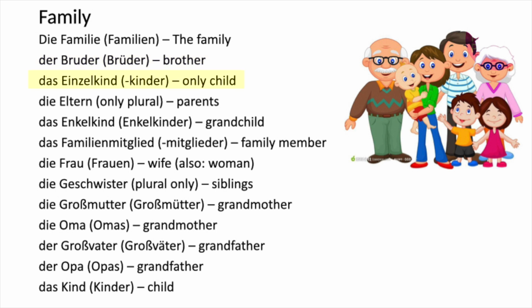Das Einzelkind is the only child. Die Eltern are parents. Das Enkelkind is the grandchild. Das Familienmitglied is a family member. Die Frau is a wife. Now we know that's also the word for a woman, but it is also the word for a wife. Die Geschwister is siblings. Die Großmutter is grandmother. Well, we know groß is great, so a grandmother is literally a great mother.